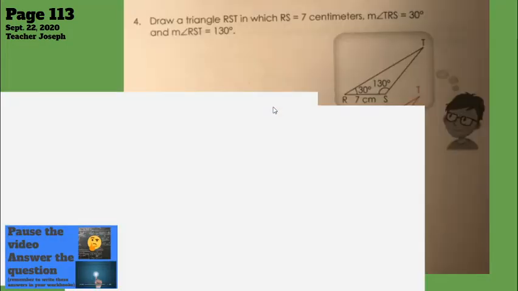Let's go to the next problem. On the bottom of page 113, you're supposed to draw another triangle, RST, in which RS is 7 centimeters, just like this, and the measure of TRS is 30 degrees, and the measure of RST, just like this, is 130 degrees. Can you try it on your own? Pause the video and see if you can do this.